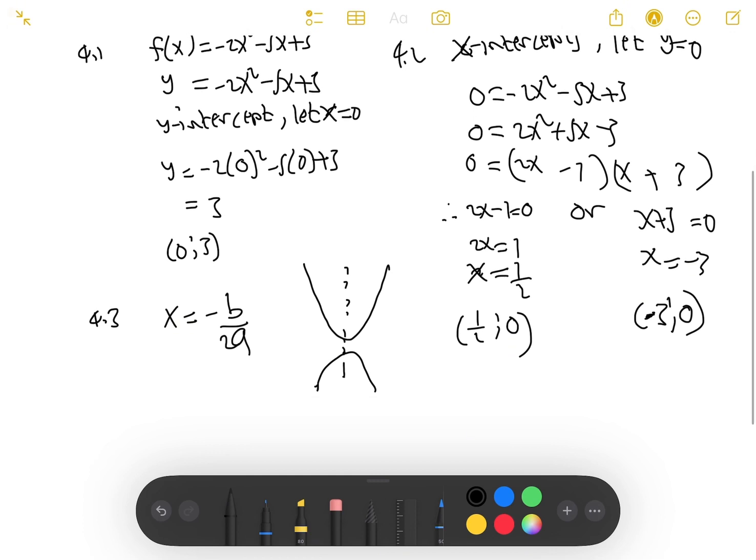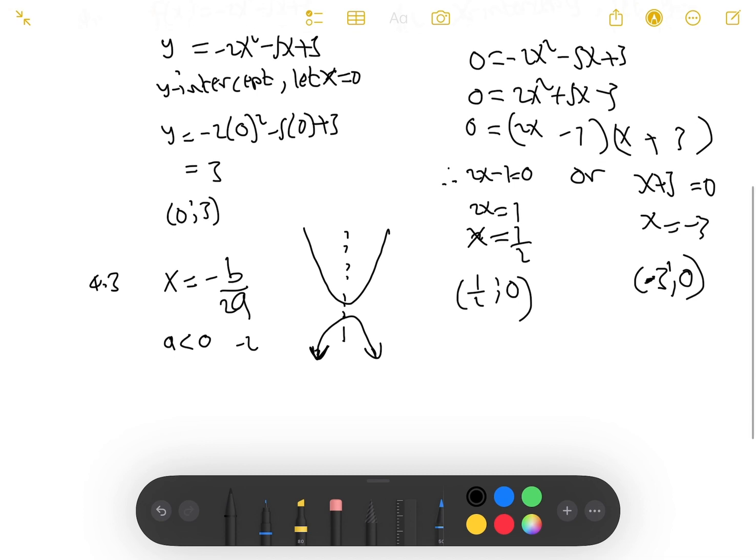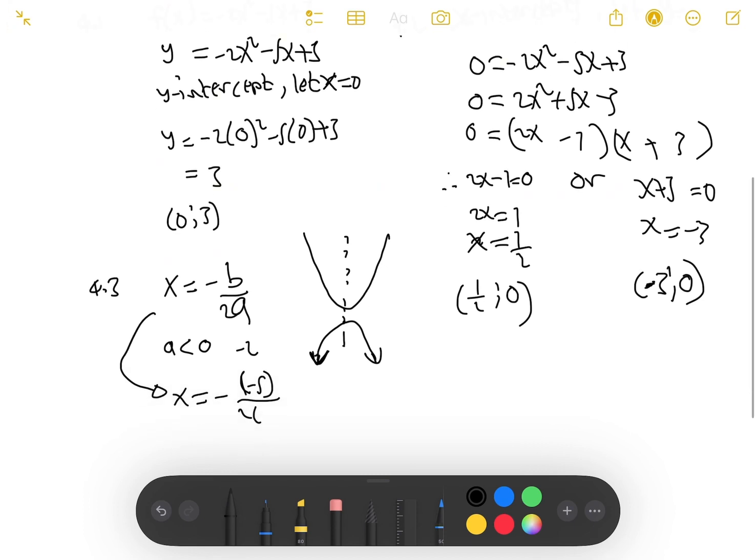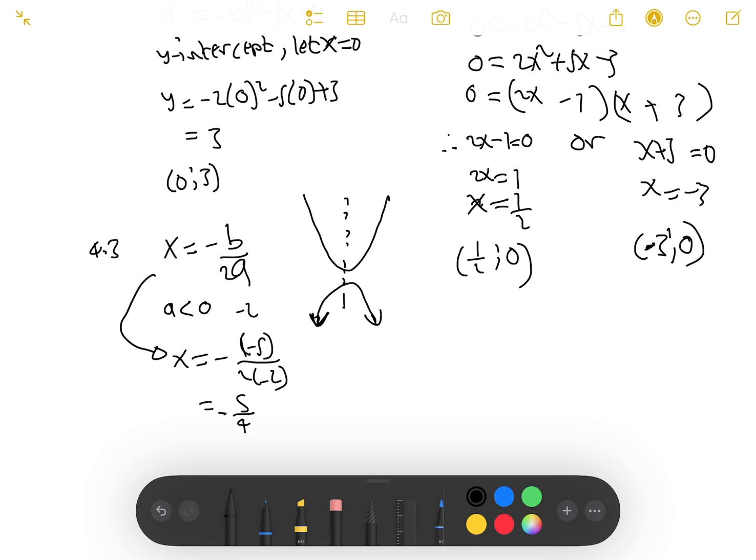But then we also note that in our case, a is less than 0, being negative 2. So we're speaking about this graph facing down, but it still cuts the graph in half, okay? So anyways, x will be equal to negative 5 over 2 times negative 2, of which this gives us negative 5 over 4. Okay, so this right there is the x coordinate of the turning point.